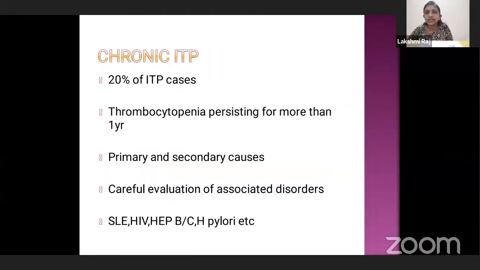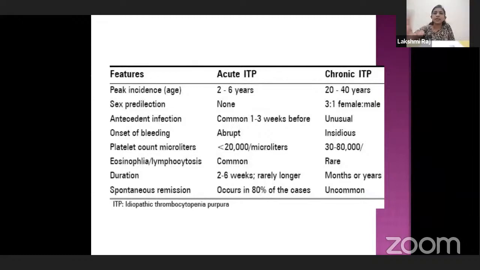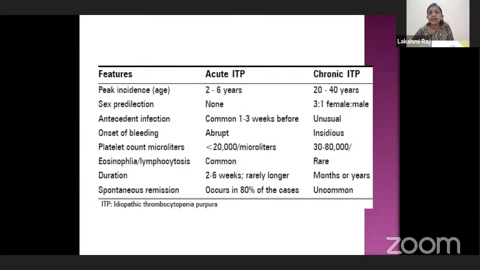So next about chronic ITP, 20% of ITP cases, when the thrombocytopenia is persisting for more than 1 year, we call it chronic ITP. There are primary as well as secondary causes. Secondary causes we have discussed already, that is SLE, HIV, hepatitis B, hepatitis C, H. pylori, etc.